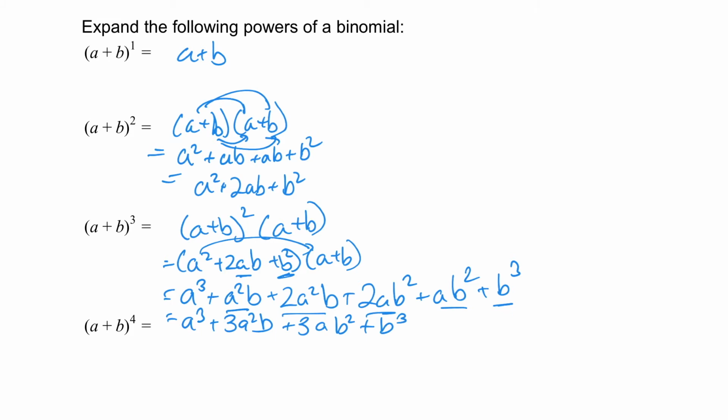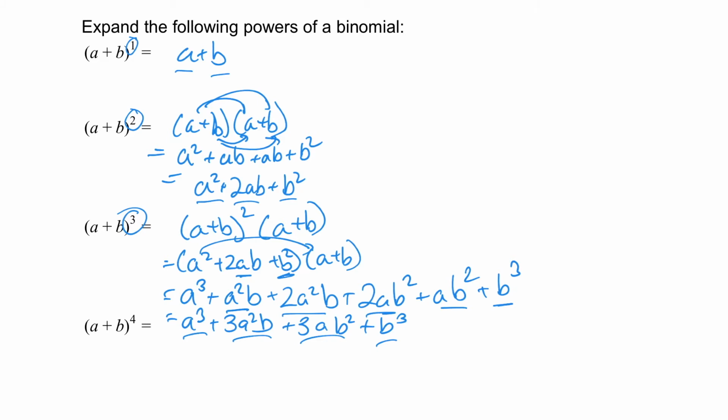So here we recognize that if something is cubed, we get 1, 2, 3, 4 terms. So going back a little bit, if something is squared, we get 1, 2, 3 terms. And if a binomial is to the power of 1, obviously we only get 2 terms. So do we see a pattern here? I'm going to highlight a pattern that you may see or may know already, but if you don't, it's not so apparent.